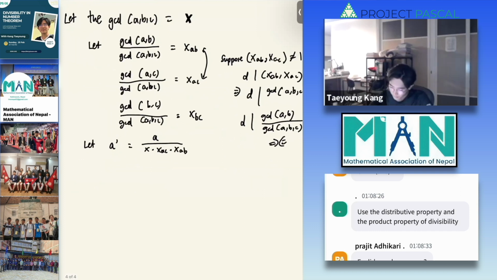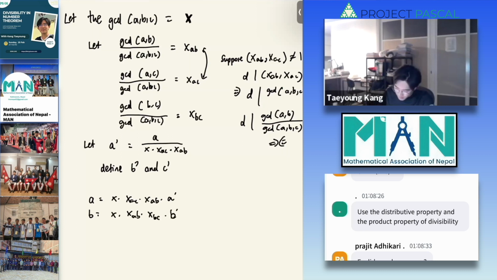So we let A prime be equal to this and define B prime and C prime similarly. So A equals X times X_AC times X_AB times A prime. B equals X times X_AB times X_BC times B prime. C equals X times X_BC times X_AC times C prime.